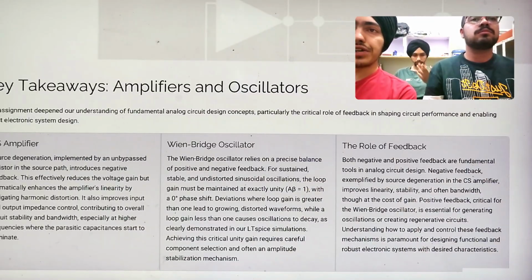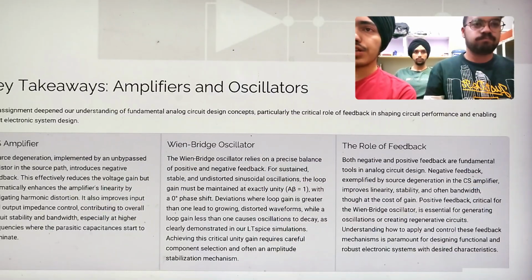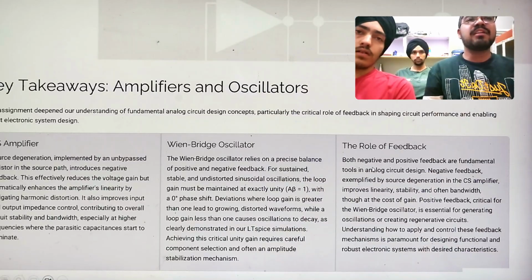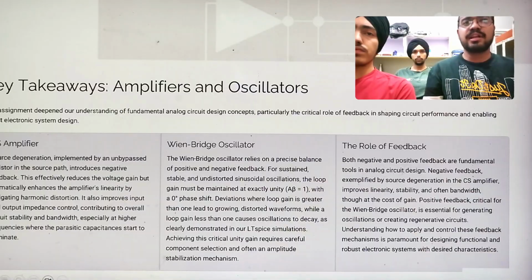We achieve the critical unity gain, which requires careful component selection and often an amplitude stabilizing mechanism. So, the role of feedback. Both negative and positive feedback are fundamental tools in analog circuit design.